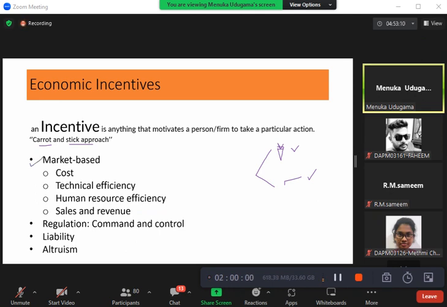Even if we take a quality assurance certificate, let's say we adopt a HACCP or ISO certification. We do this because in the long run I know it's going to reduce my cost of the firm. It increases my efficiency, either labor efficiency or input use efficiency, because everything is recorded in place. Human resource efficiency increases, and sales and revenue increase.